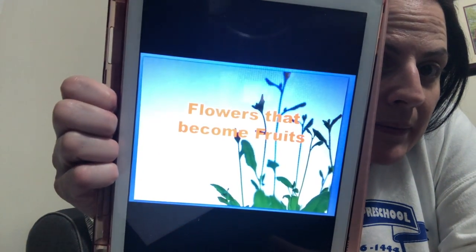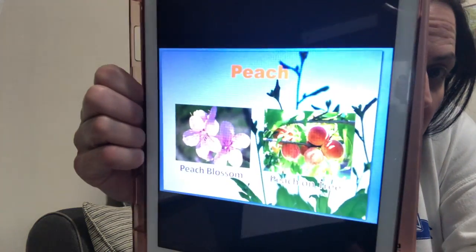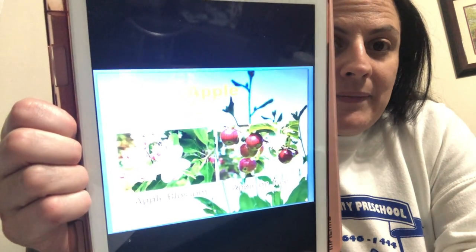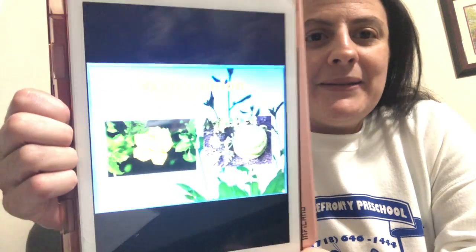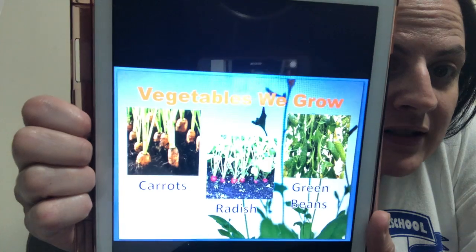And then we have flowers that become fruits. Do you remember that? We have a peach. A peach blossom becomes a peach on a tree. An apple blossom becomes an apple on a tree. And watermelon blossom becomes a watermelon on a vine. And vegetables we grow, which we have, are carrots, radish, and green beans. We learned that there are different types of plants.